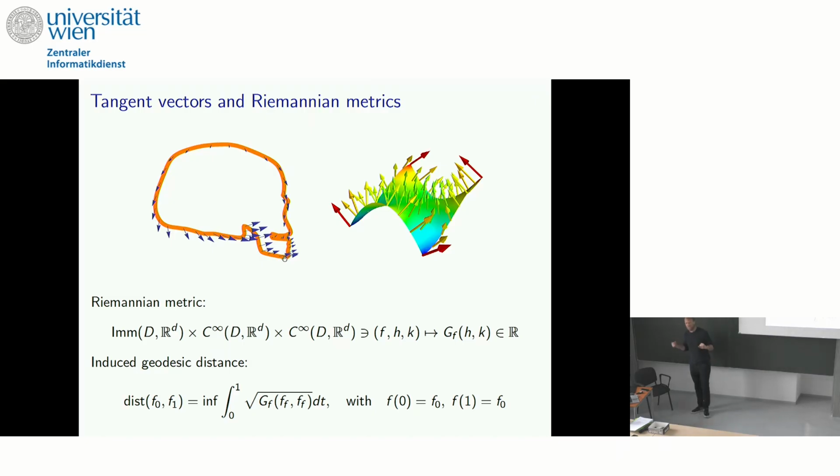Okay, what is the first thing? We want to do Riemannian geometry, so we want to discuss what a Riemannian metric is. A Riemannian metric takes two tangent vectors and a foot point and gives me a real number and has the conditions of an inner product. In other words, given two smooth functions and an immersion, we use this to get a real number out of it. And once we have defined a Riemannian metric, we can define the induced geodesic distance. For the induced geodesic distance, we look at all paths that connect two given curves or two given surfaces, and we try to find the shortest path with respect to our Riemannian metric.